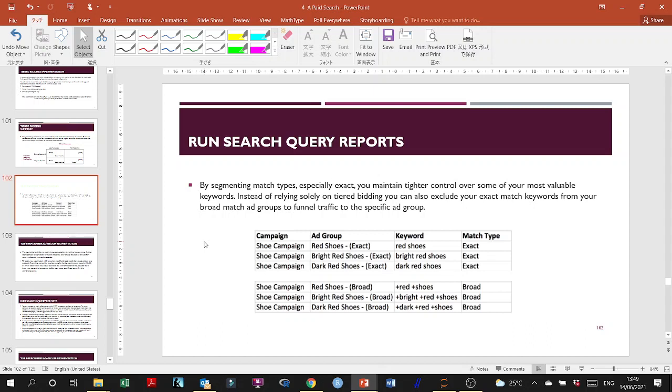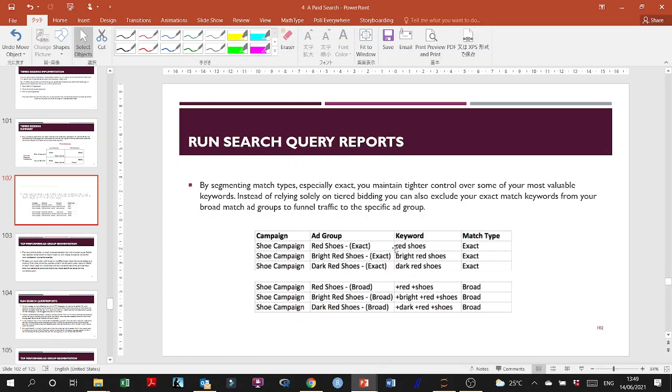And then instead of relying solely on tiered bidding, you can also exclude your exact match keywords from your broad match ad group to funnel traffic to the specific ad group. This is also a tip: add negative keywords. So you have here a campaign, a shoe campaign, and you have different ad groups.